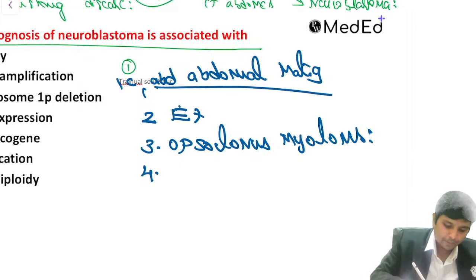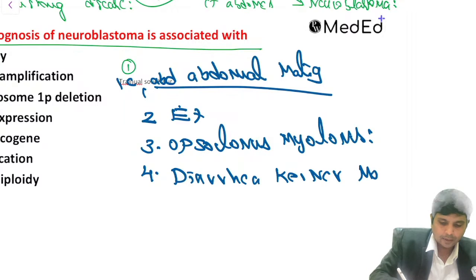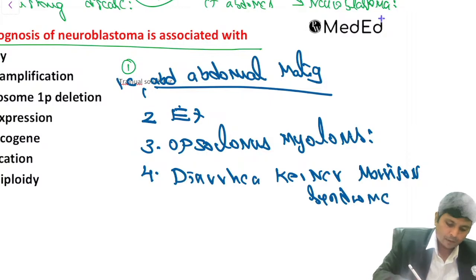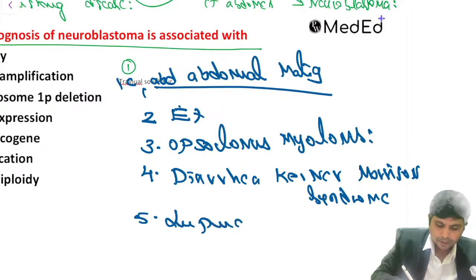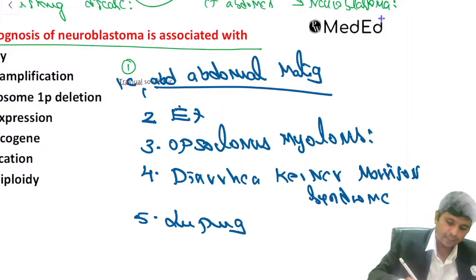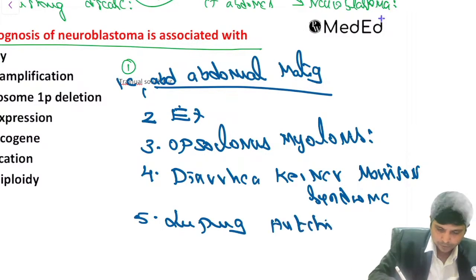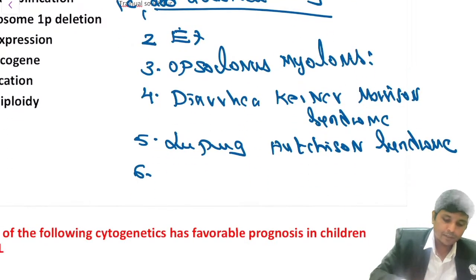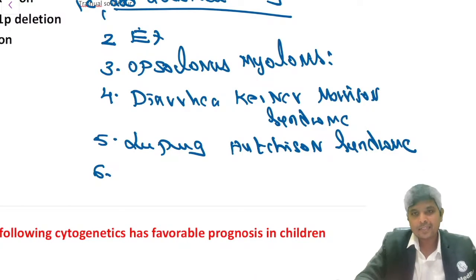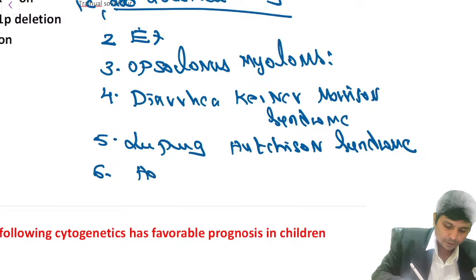Second, a neuroblastoma can present with diarrhea. This is called Kerner-Morrison syndrome. A neuroblastoma can also present with limping because of the periosteal infiltration of the blast cells. This is called Hutchinson syndrome. And a neuroblastoma involving the cervical region can present with Horner syndrome.